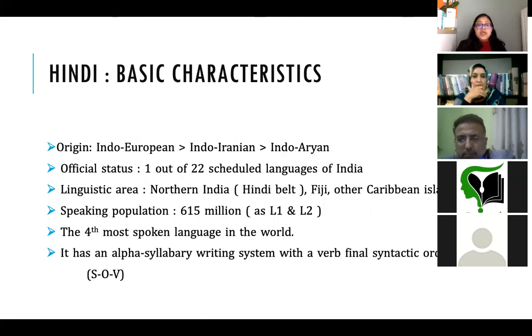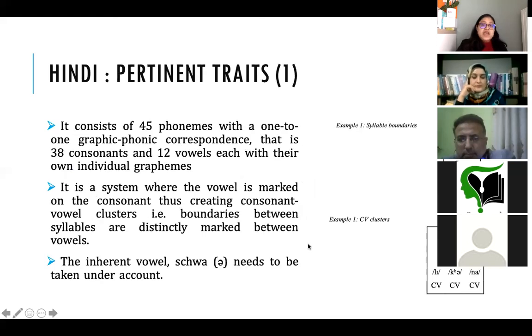Hindi. Hindi is a verb final language belonging to the Indo-Aryan branch of Indo-European languages, with a speaking population of about 615 million as their L1 and L2, making it the fourth most spoken language in the world in terms of population. It has 45 phonemes, that is 38 consonants and 12 vowels.